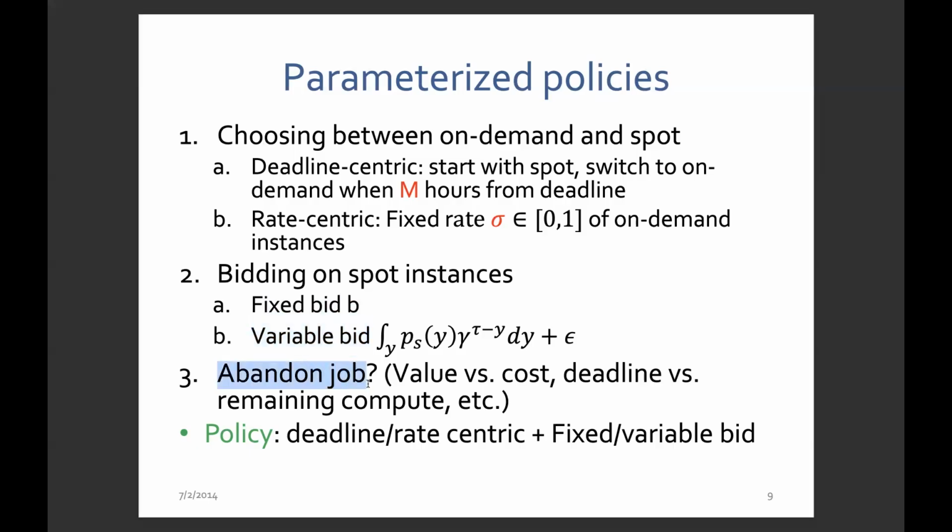And the third, can they abandon the job? The answer is yes. They can abandon the job based on two conditions. One is the value versus cost, which means the expenses. If the expenses are surpassing, then they can discard their job, which means that if the cost is higher than the value of the job, they simply discard the job. And the other one is the deadline versus remaining compute, which means that the deadline is approaching but the job has not been finished yet. Then in that case, the job is again discarded, because when the deadline is approaching and the job is not yet finished, but half of the job is still remaining, at that time, again, the job is abandoned. So in summary, the policies are deadline centric and rate centric, and the bidding are fixed or they could be variable.